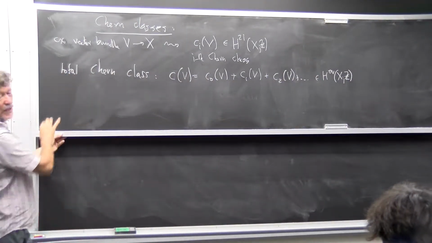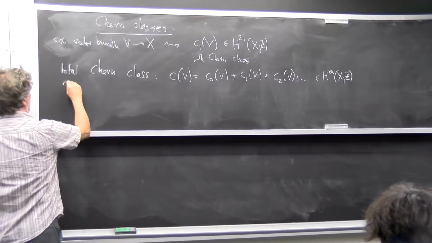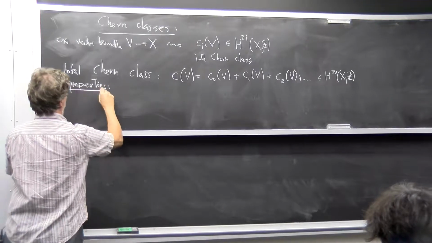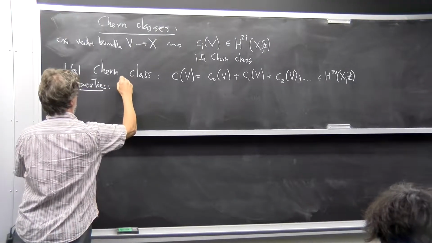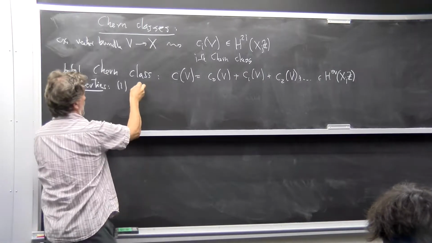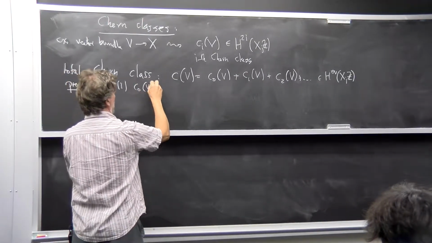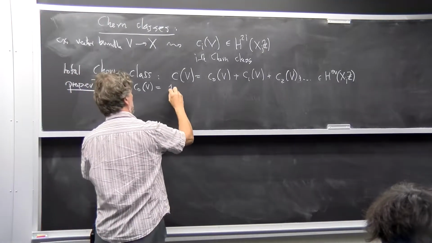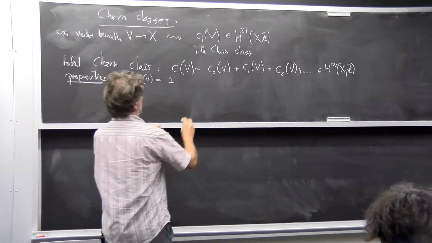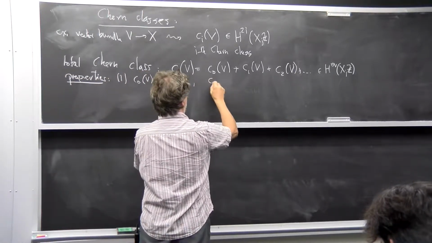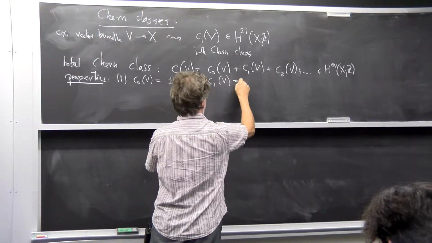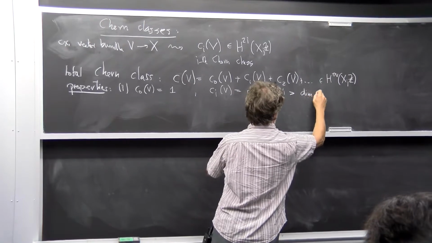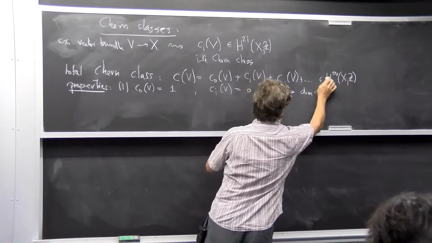And I want to now list the properties of the Chern classes. So the first property is that the 0th Chern class, that's an element in the 0th cohomology, is always the unit in the 0th cohomology. Secondly, the Chern classes are 0 in dimensions i bigger than the dimension of the vector bundle that we talk about. So they peter out.